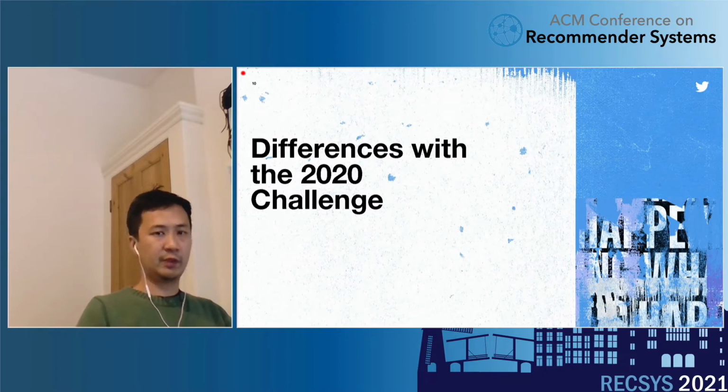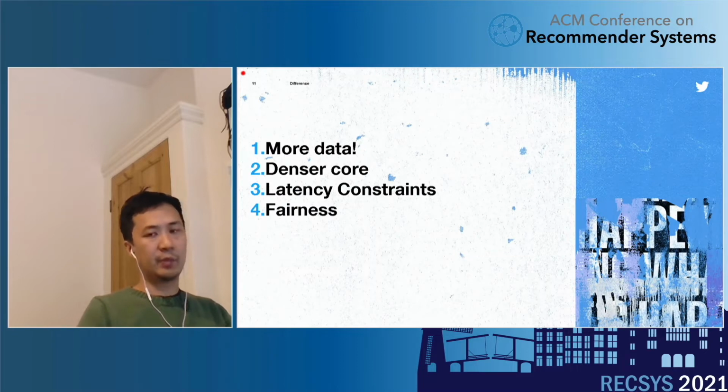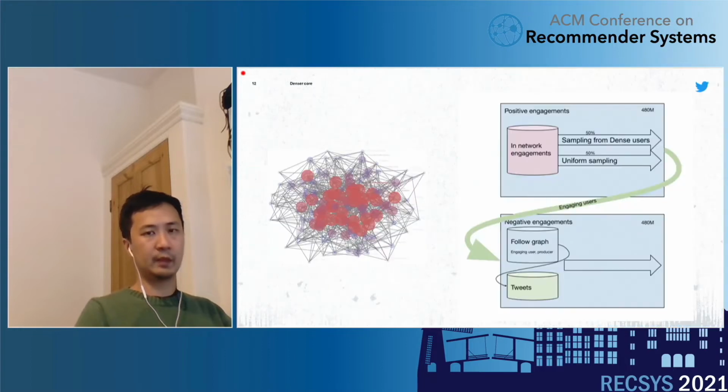So what did we do differently this year? First, we're providing more data, a lot more data actually. We increased from 200 million to 1 billion data points this year. On top of that, we built a denser core, added a latency constraint, as well as incorporated fairness into our evaluation metrics. Last year, one of the feedbacks from competitors was that we're subsampling too much. For most of the users, we're losing a lot of information and history.